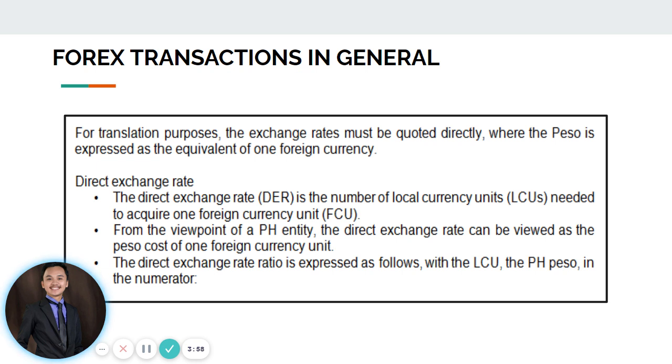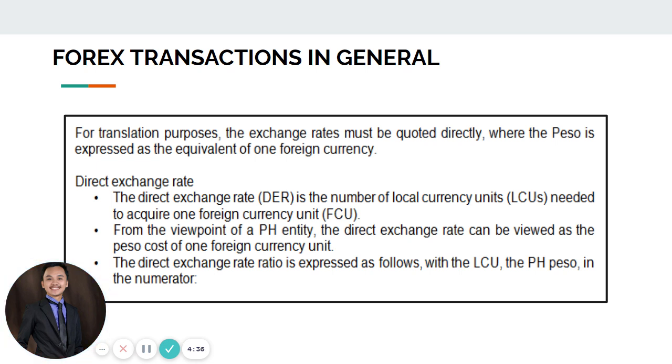We actually have two types of exchange rates, the direct exchange rate and the indirect exchange rate. Let us first understand what the direct exchange rate is all about. The direct exchange rate is the number of local currency units, or LCUs, needed to acquire one foreign currency unit, or one FCU. So that means the direct exchange rate is the number of pesos required, in the Philippines, to acquire one US dollar, for example.